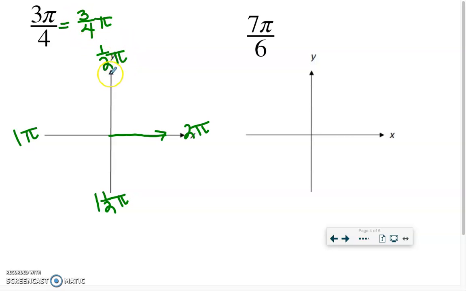Is 3/4 larger than a half? Yes, it is. Is it larger than 1? No, it is not. So it'd be somewhere in between. Wow, look at that. That was a terrible line. Somewhere between a half and 1. And in fact, it should be right in the middle, because 3/4 is directly between 1/2 and 1. But, you know, just a sketch is fine for now.